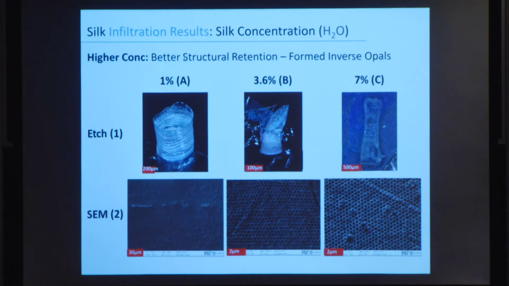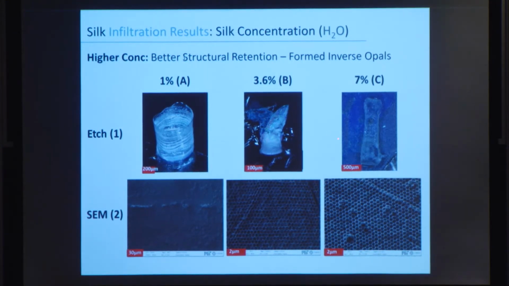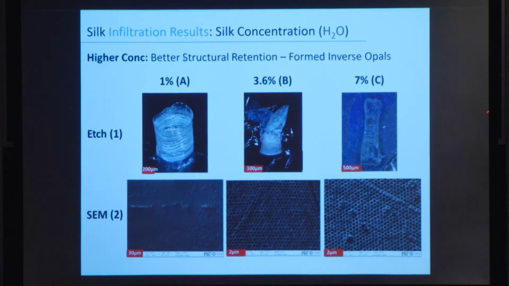And next, we looked at infiltration factors, so silk concentration and infiltration time. In this image table, we look at the etching images of the structures and the SEM images at 3 different concentrations. Some of the main observations we can make are that in the 1% structure, the top region was completely etched away, and it was unraveled in the 3.6% structure and well retained in the 7% structure.